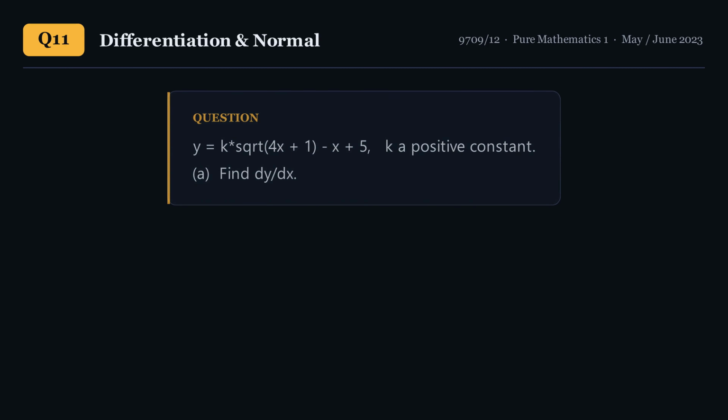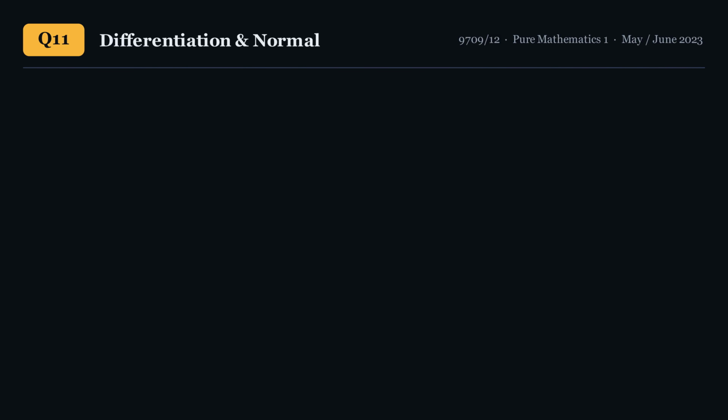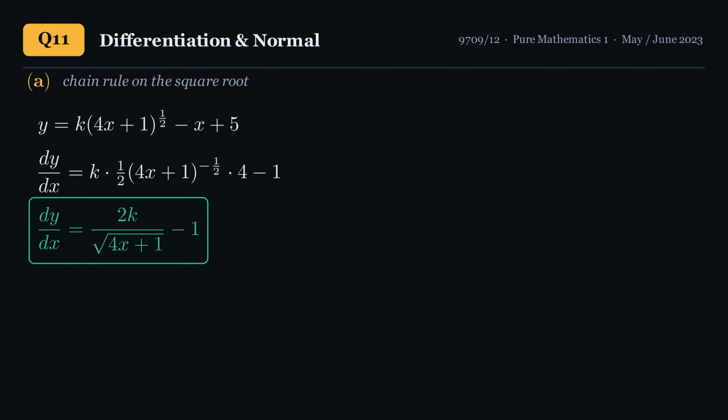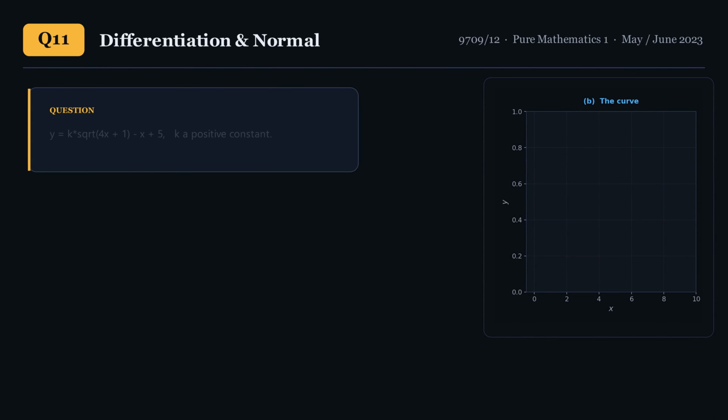Now let's work through the solution step by step. The square root needs the chain rule. Rewrite y using power form. Differentiate the square root. Bring down the power, multiply by 4. Differentiate minus x plus 5 gives minus 1. That is dy by dx.